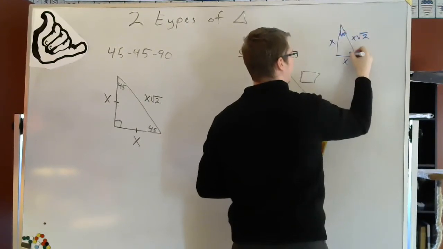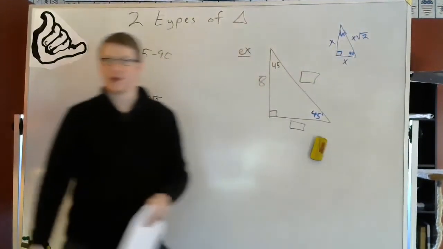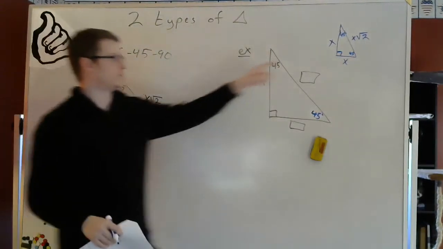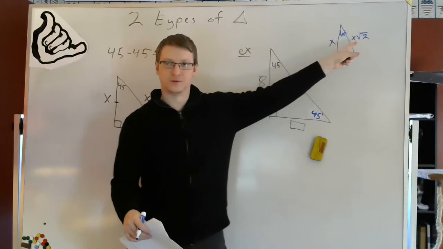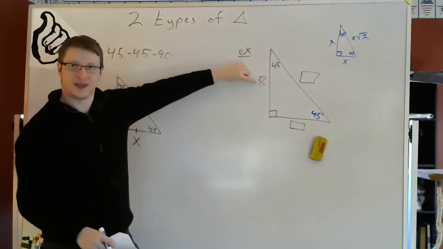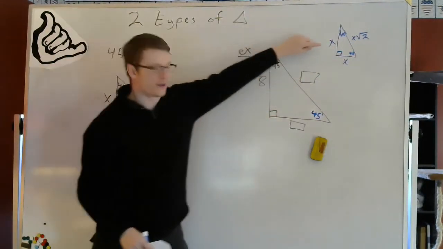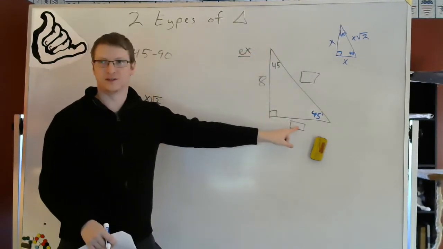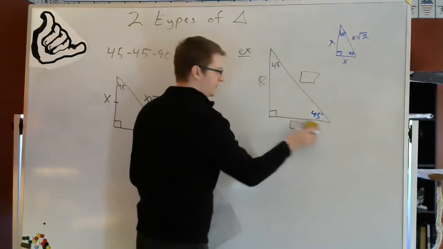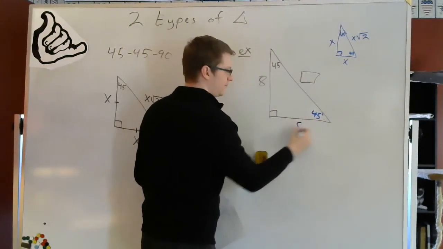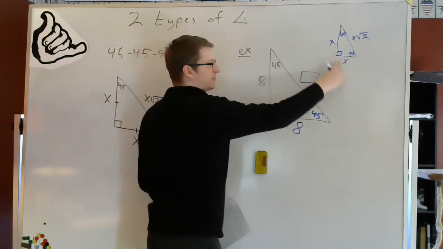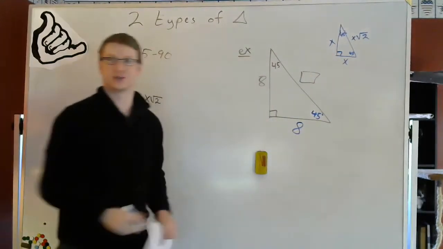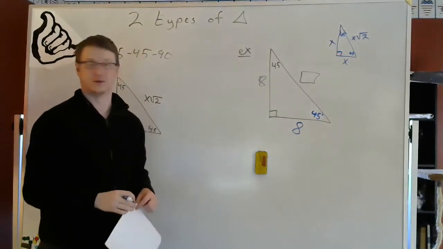45, 45, 90. That base structure of it: x, x, x root 2. In this case, the 8 is on a leg, which we called x. Well, then this other leg must also be the same thing, so it's got to also be an 8. Since the two legs are going to be congruent, these two legs must also be congruent. It's a similar triangle. We've done similar triangles before.